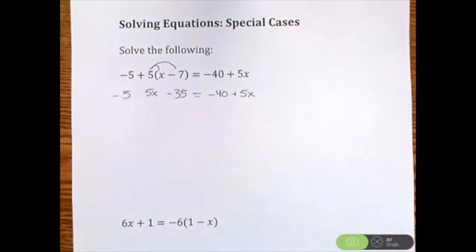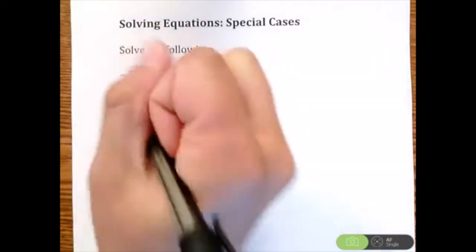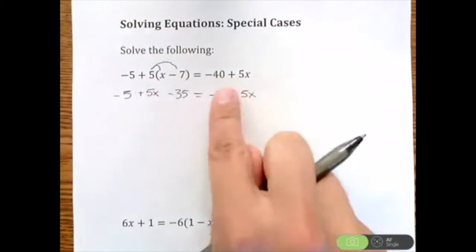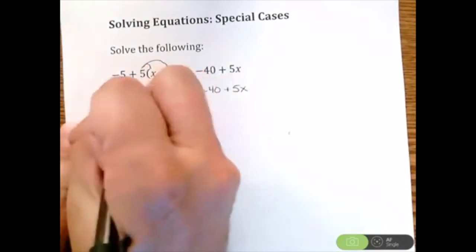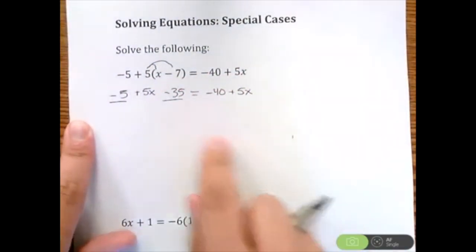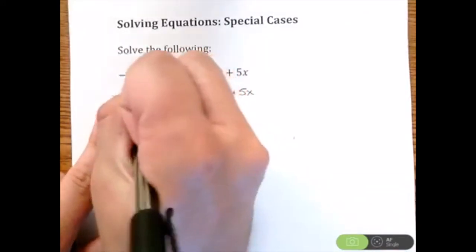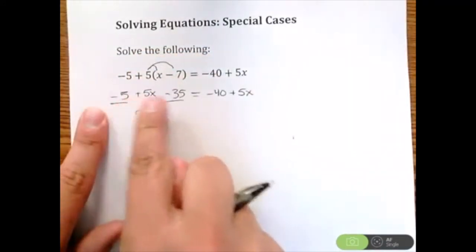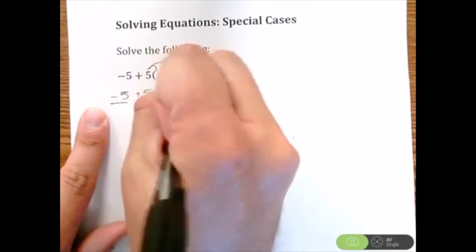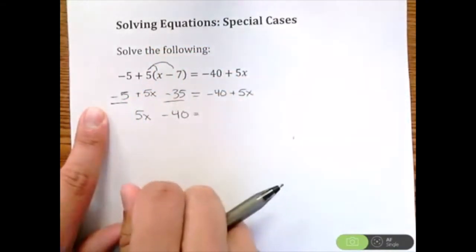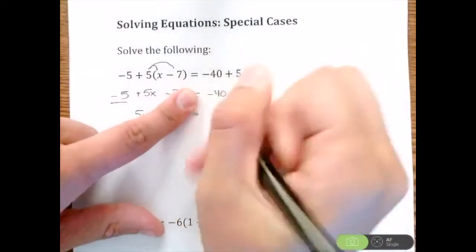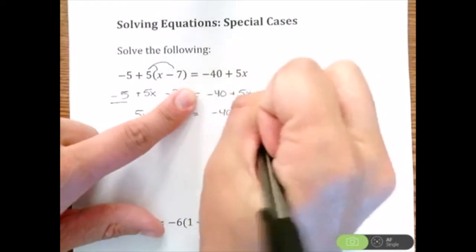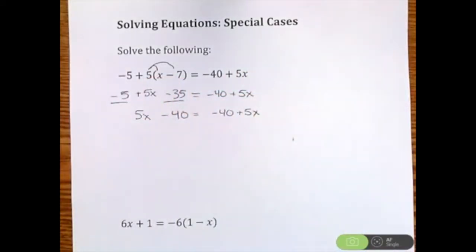Now, before I start worrying about solving this, I want to make sure my left and right sides have combined all of our like terms. On the left side, I see -5 plus 5x minus 35. The -5 and minus 35 can be combined, so the 5x comes down, and -5 minus 35 is -40. On the right side, there is nothing to combine, so -40 plus 5x stays the exact same. So always distribute, combine like terms on the left and on the right, and then finally we can get to solving.